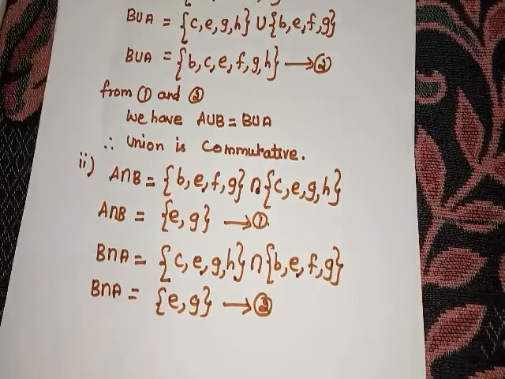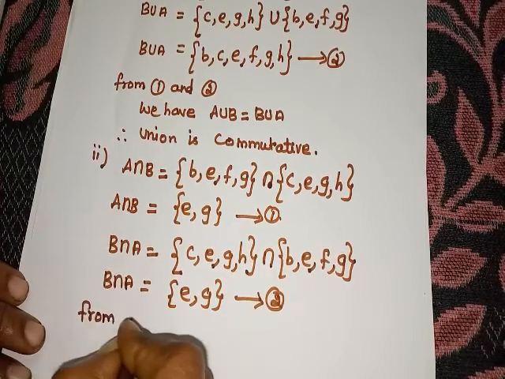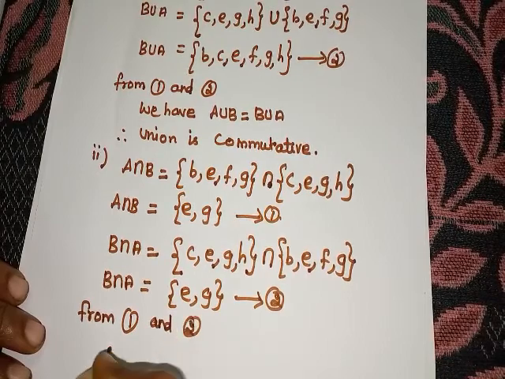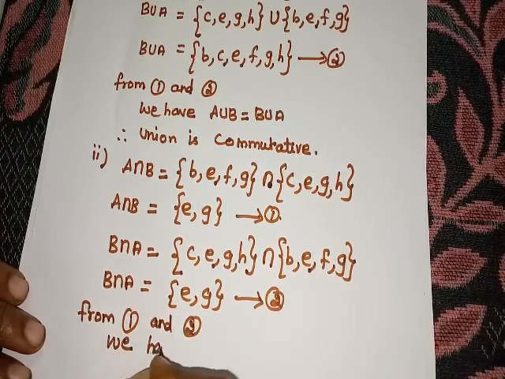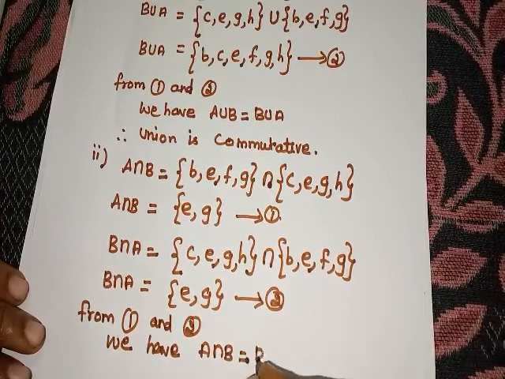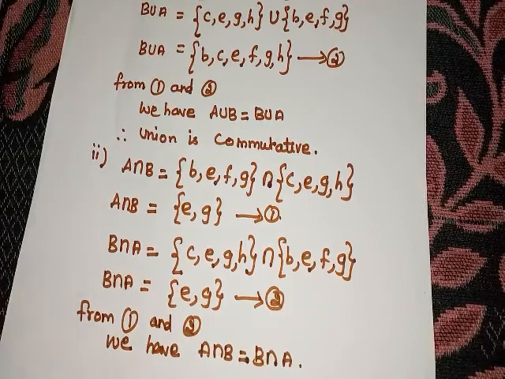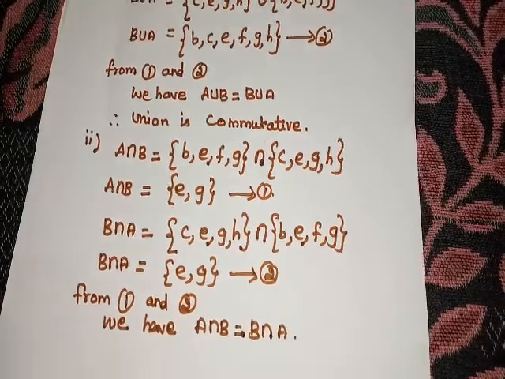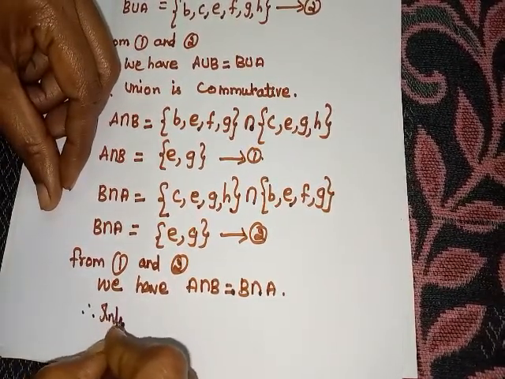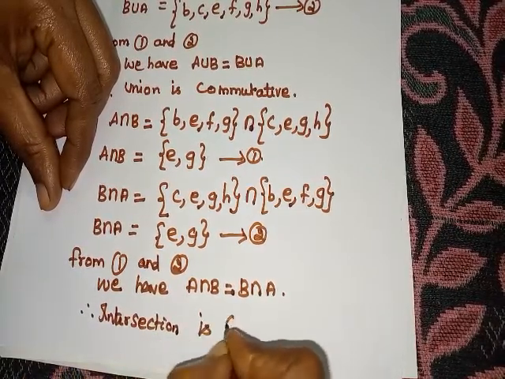So we can say from 1 and 2, A intersection B is equal to B intersection A. Therefore, intersection is commutative. What we have to write is: therefore, intersection is commutative.